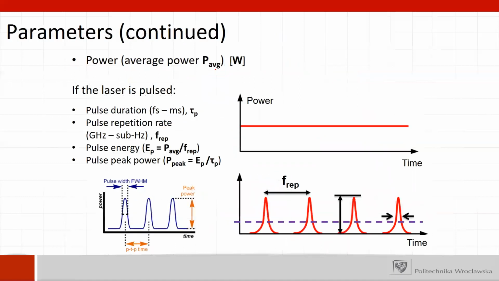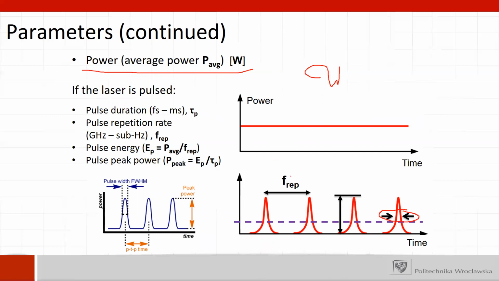The second most important parameter of the laser is, of course, the power. So if the power is constant, I mean, if the laser is a so-called CW, right? So continuous wave laser, it generates constantly the same power. So we can just say that the power is equal to, let's say, 1 watt. But if the laser is pulsed, then we have to define more parameters of the pulses, like the pulse duration. So this is the pulse duration here, measured also in full width at half maximum.